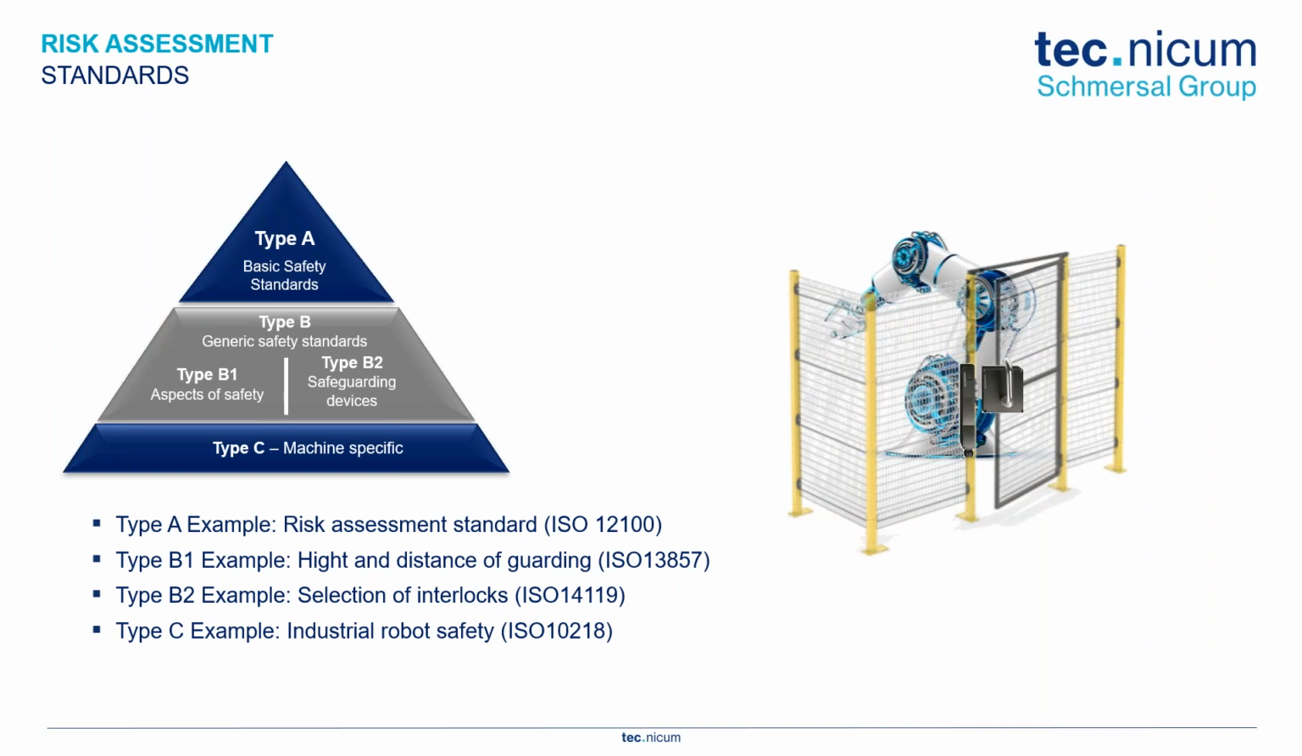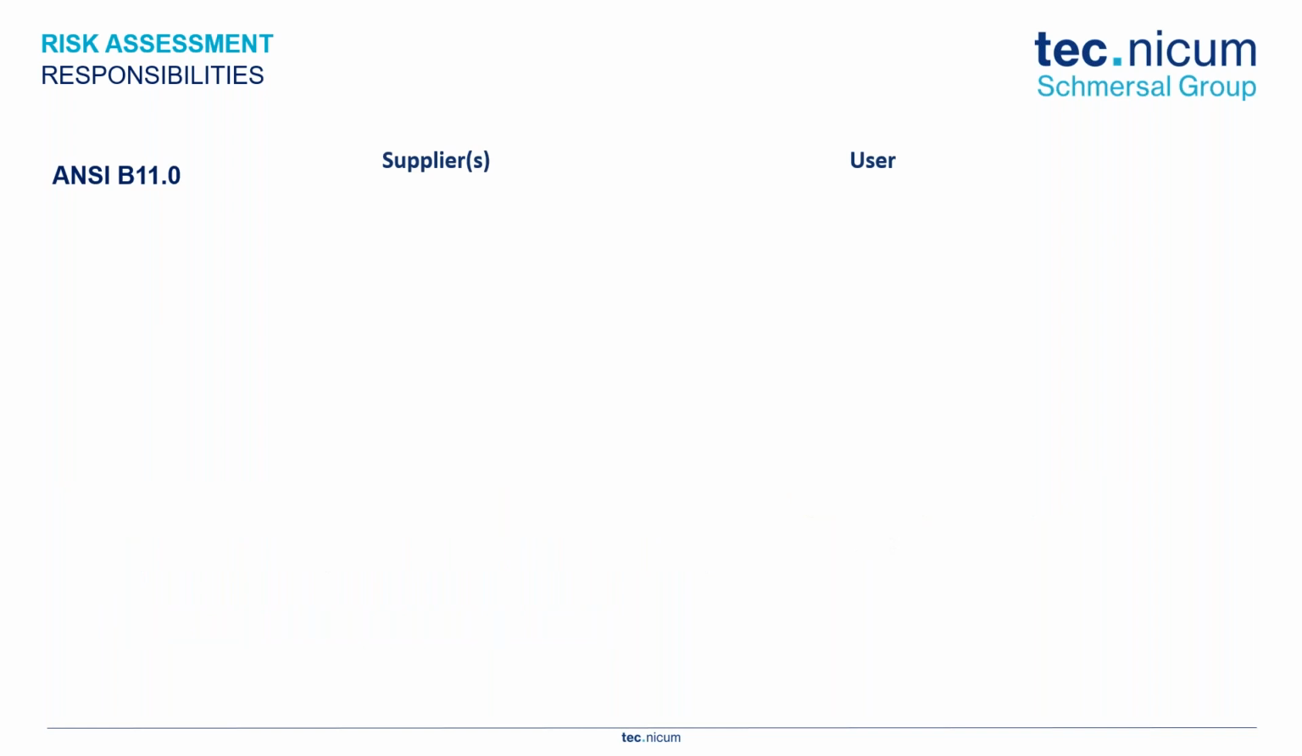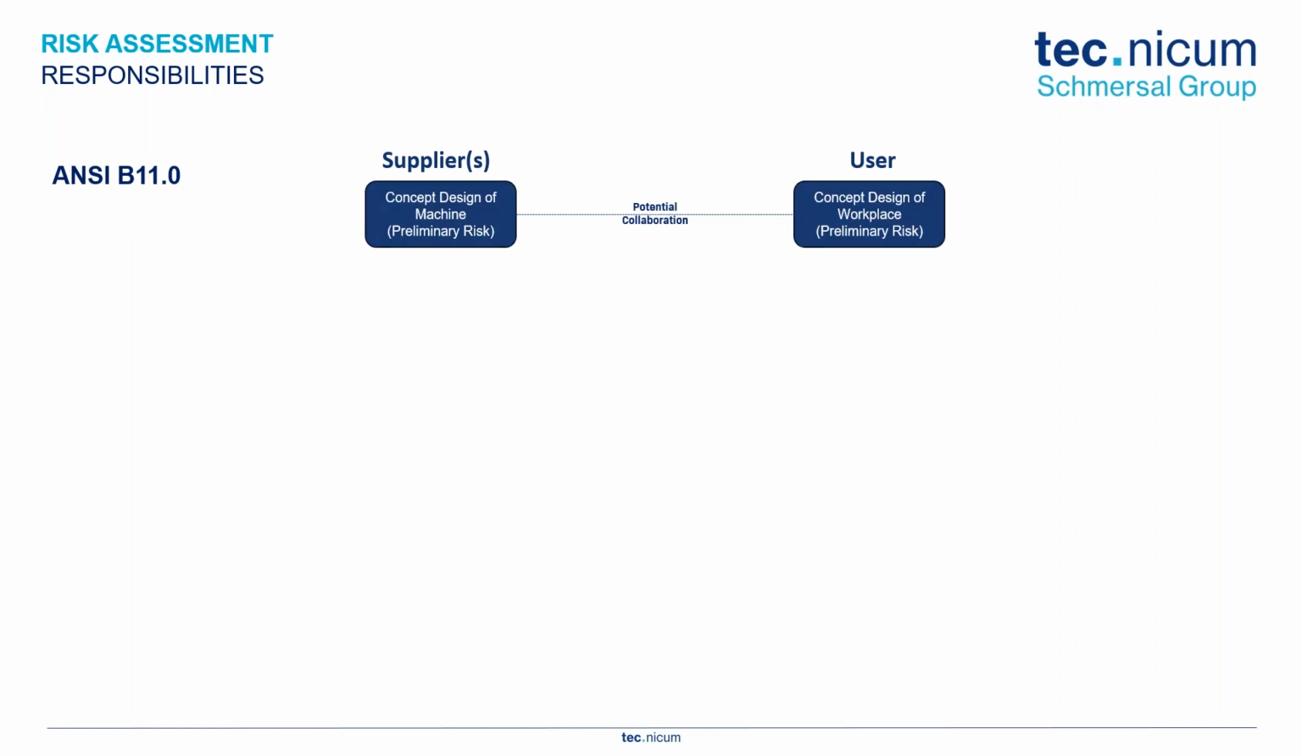Who's doing this assessment? And I mentioned earlier, the ISO 12100 is really related to machine builders, and we look at ANSI B11.0. Okay, this is great because it gives us a clear layout of responsibilities and who should be doing the risk assessment. So let's look at that and let's see what that means.